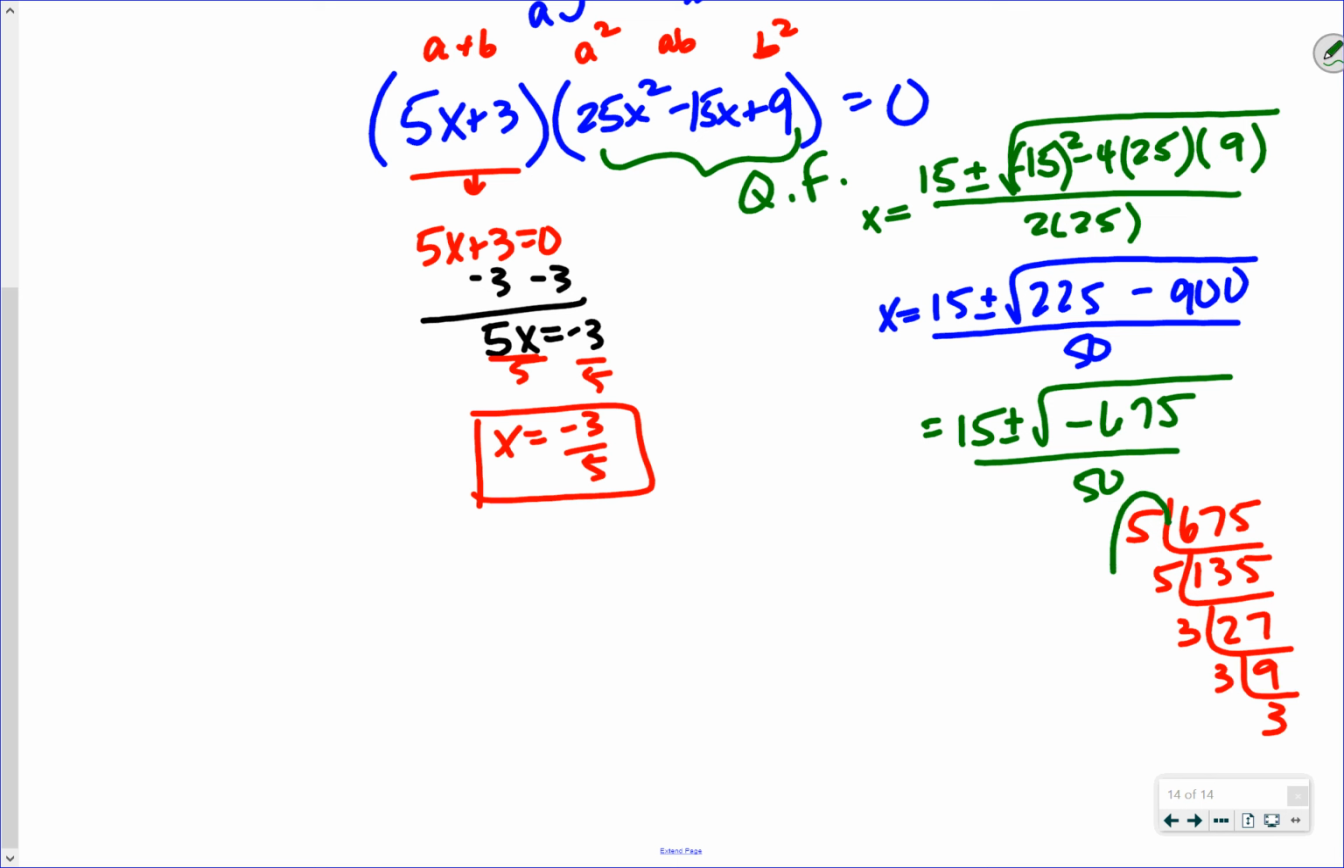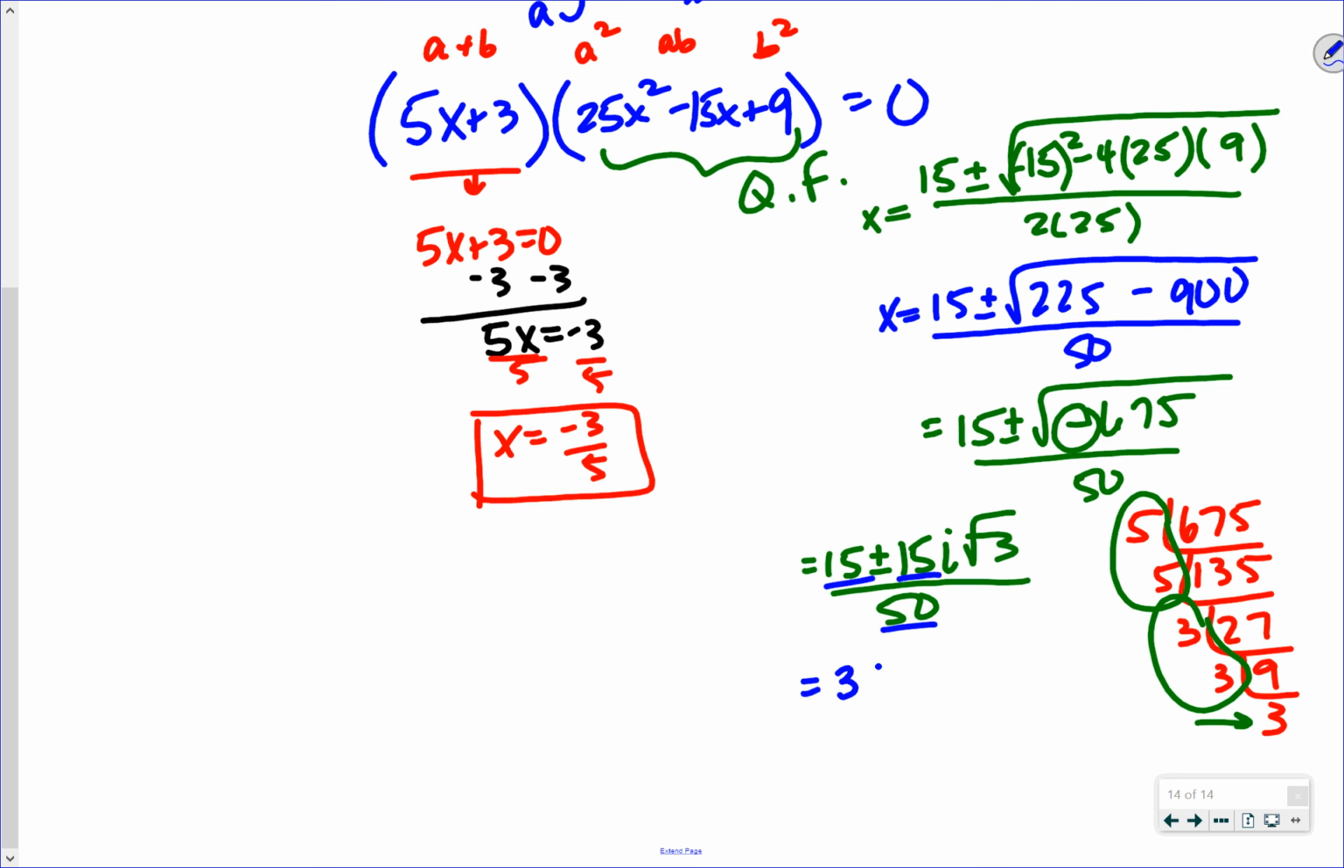So I have a set of 5s and a set of 3s. So I have 15 plus or minus, 5 times 3 is 15 coming out, and because of the negative, an i comes out. Staying in is a 3, all over 50. Something goes into all of these: I have 15, 15, and 50, and 5 goes into all of them. So I have 3 plus or minus 3i square root of 3 over 10.